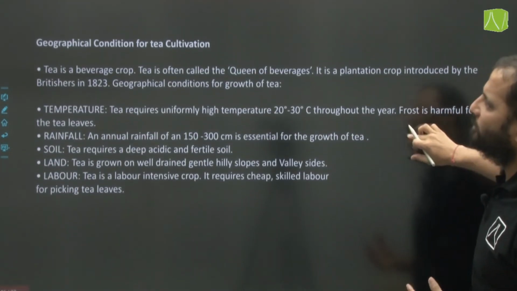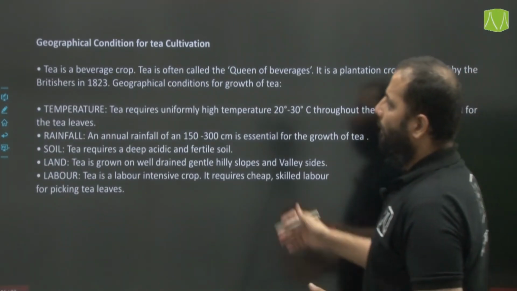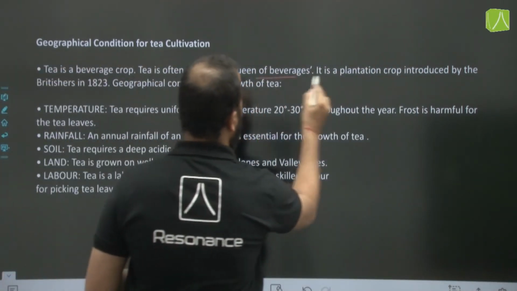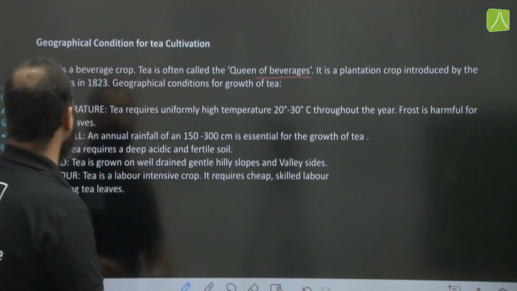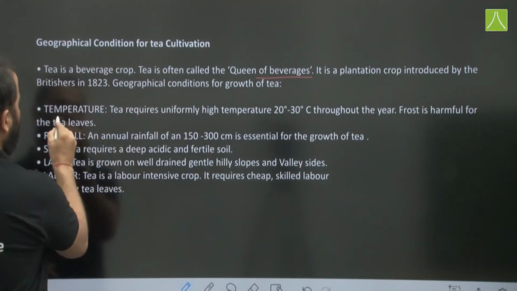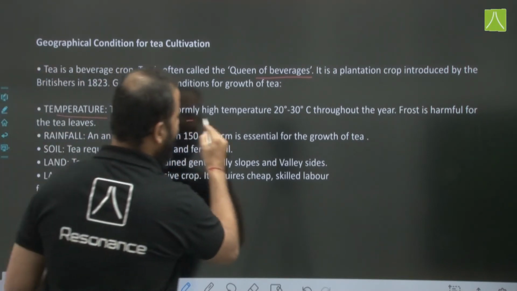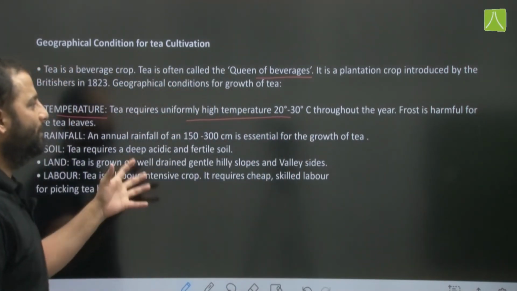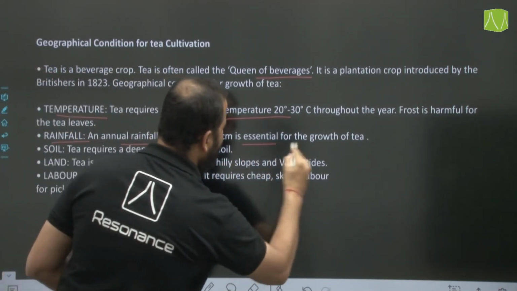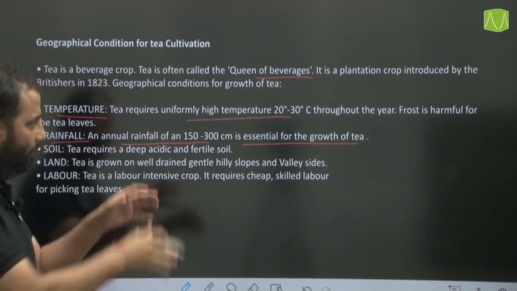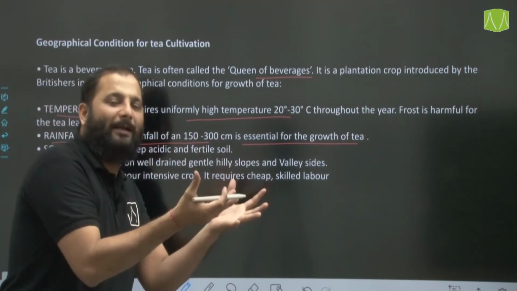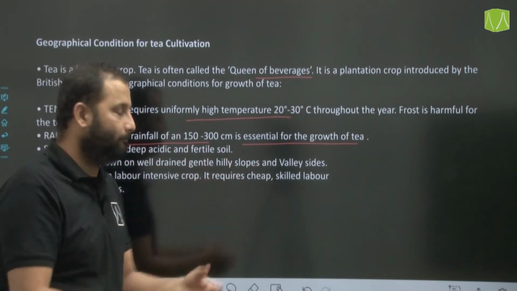Geographical conditions which are required for tea cultivation. Tea is a beverage crop, often called the queen of beverages, a plantation crop introduced by the Britishers, and geographical conditions are, first is temperature, high temperature throughout the year, frost is harmful for tea leaves. Rainfall, annual rainfall is again essential for the growth of tea, and it is cultivated on slopes, so it does not need stagnant water like rice or paddy.